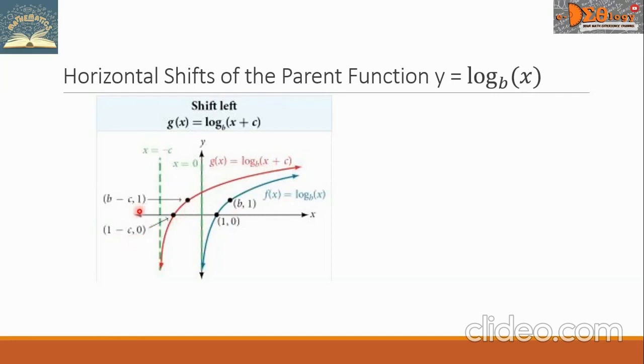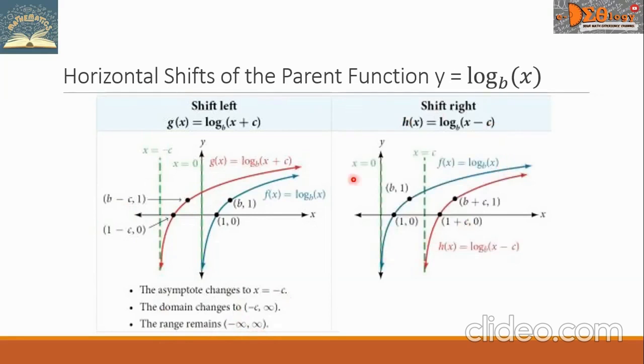And the key point, now the asymptote changes to x equals negative c. This broken line here is the asymptote. The domain changes to negative c, comma, positive infinity, while the range remains from negative infinity to positive infinity.